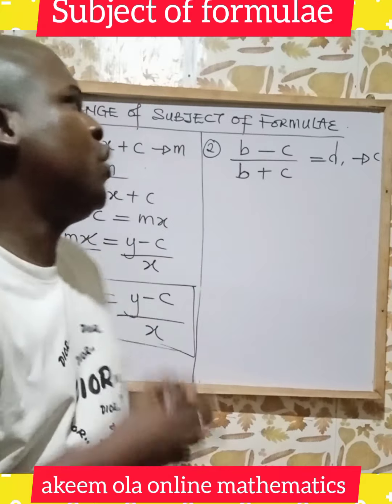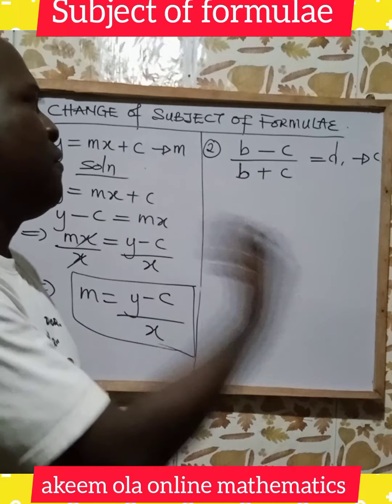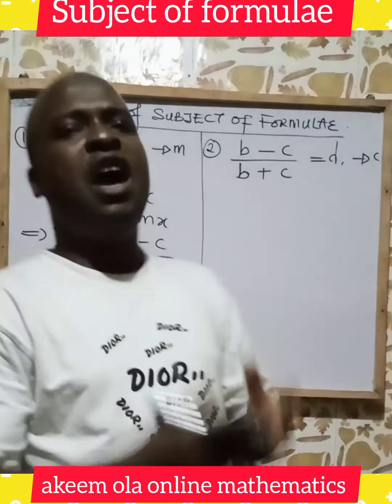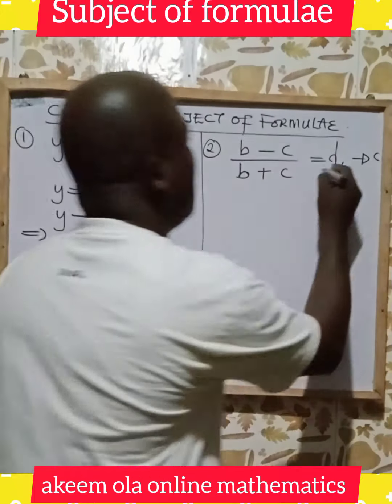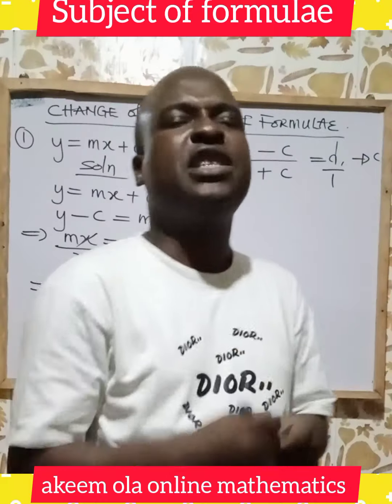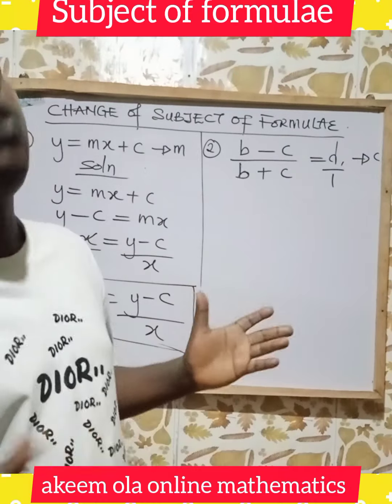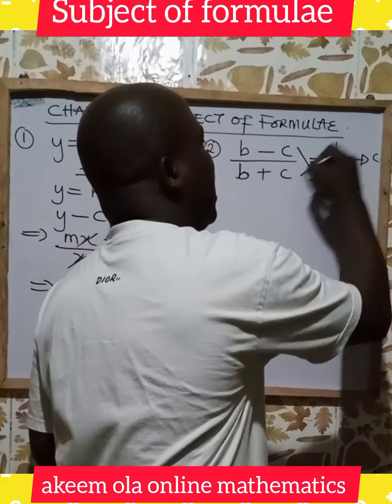So what we need to do is to balance the equation. Fraction on the left hand side, fraction on the right hand side. How can we make the right hand side a fraction? We can just divide. Dividing the right hand side equation by 1 will not affect the equation in any way. So what we need to do now, we can now cross multiply.